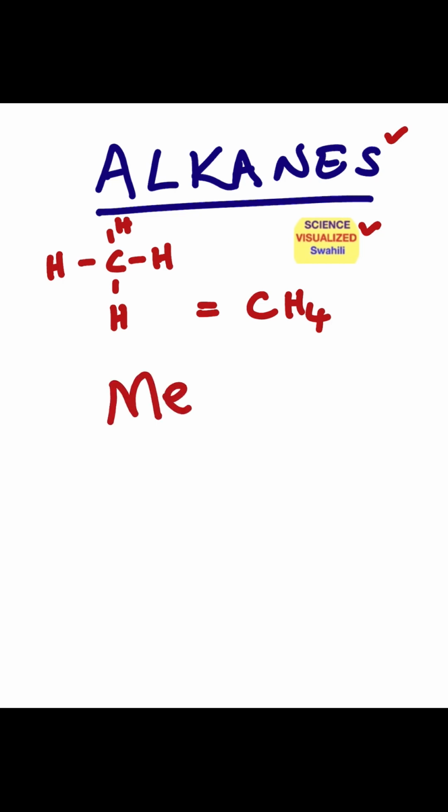Alkanes contain carbon-hydrogen bonds, with no double bond or triple bond. The simplest example of an alkane is this one here, which has one carbon and 4 hydrogens, also written as CH4, and the name for that is methane.